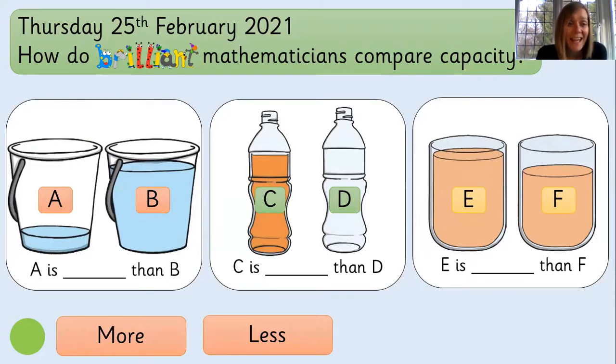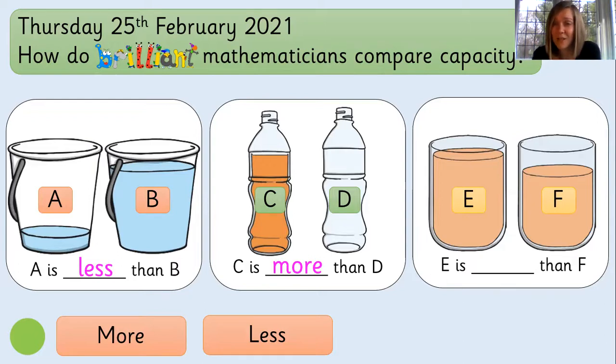So A is less than B. So you should have written the word less in that blank space because A is nearly empty and B is nearly full. Let's have a look at the next one. C is more than D. C is nearly full and D is empty. So C is more than D.